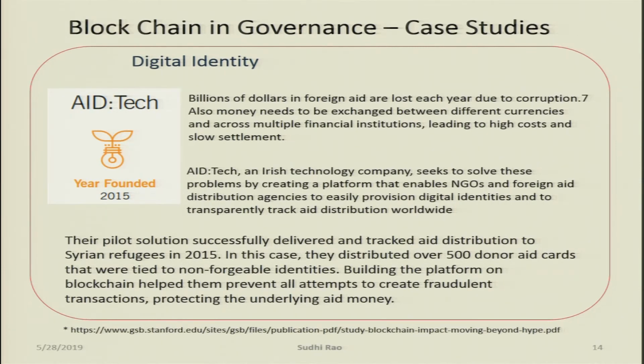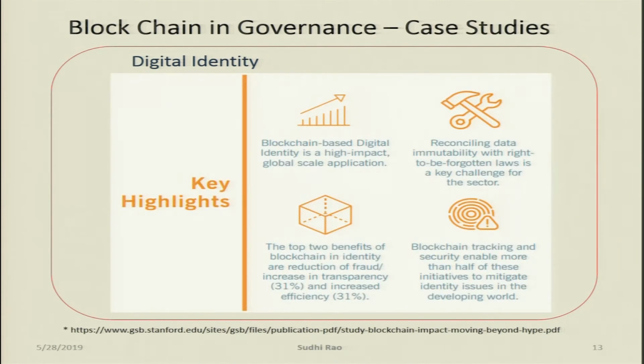However, we should still keep in mind that this conflict remains, this conflict of reconciling non-changeability of data, immutability, with the right to be forgotten laws is a key challenge for the sector. There is a lot of literature and research going on. How do we manage this? For example, after 10 years, if my speeding tickets have to be removed from my record, how do we do it on a blockchain safely? How do you mask it? Various approaches have been proposed, they are still being tried and debated.